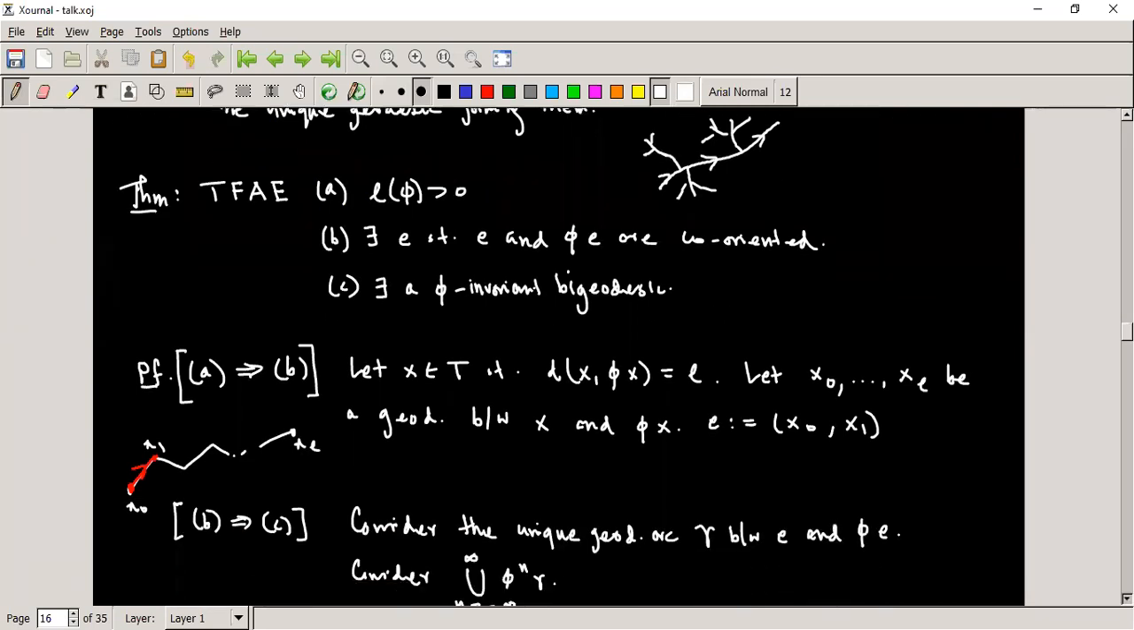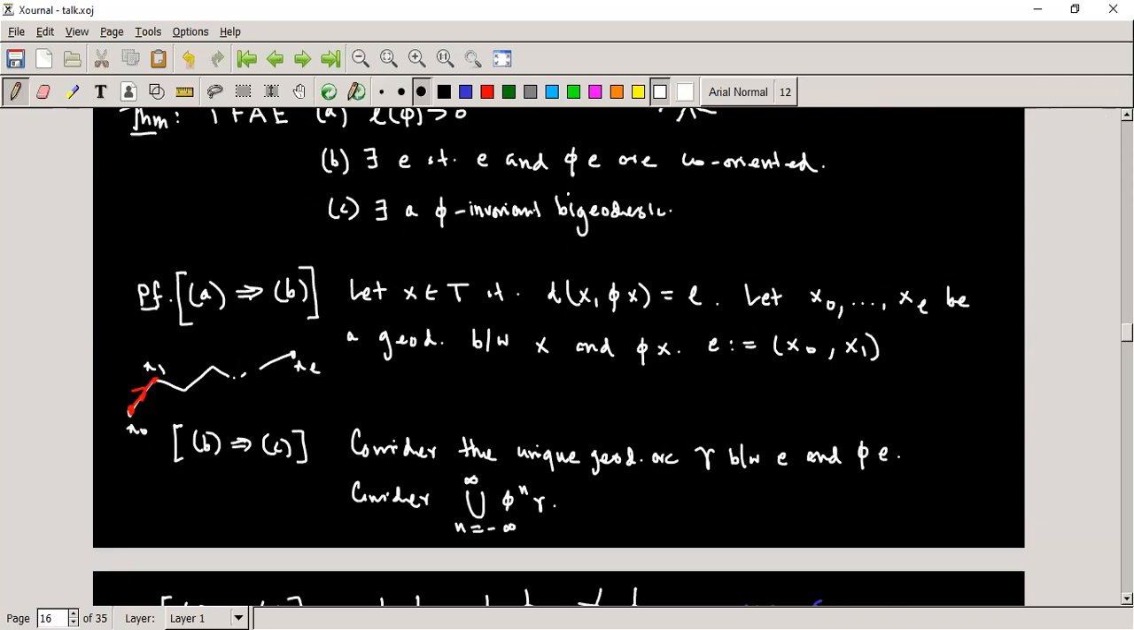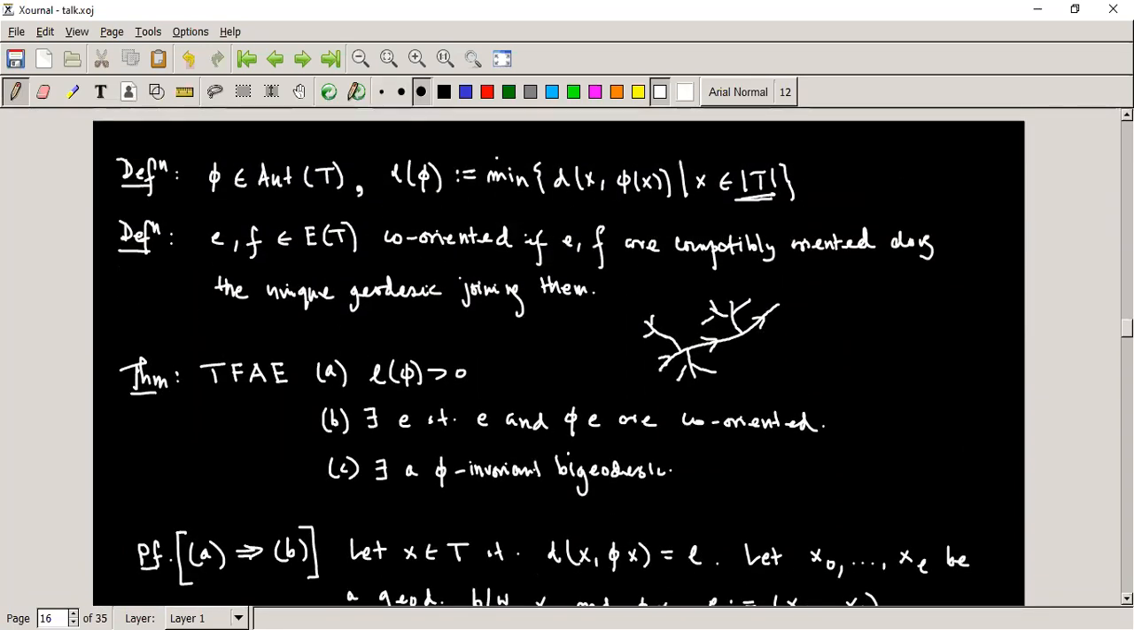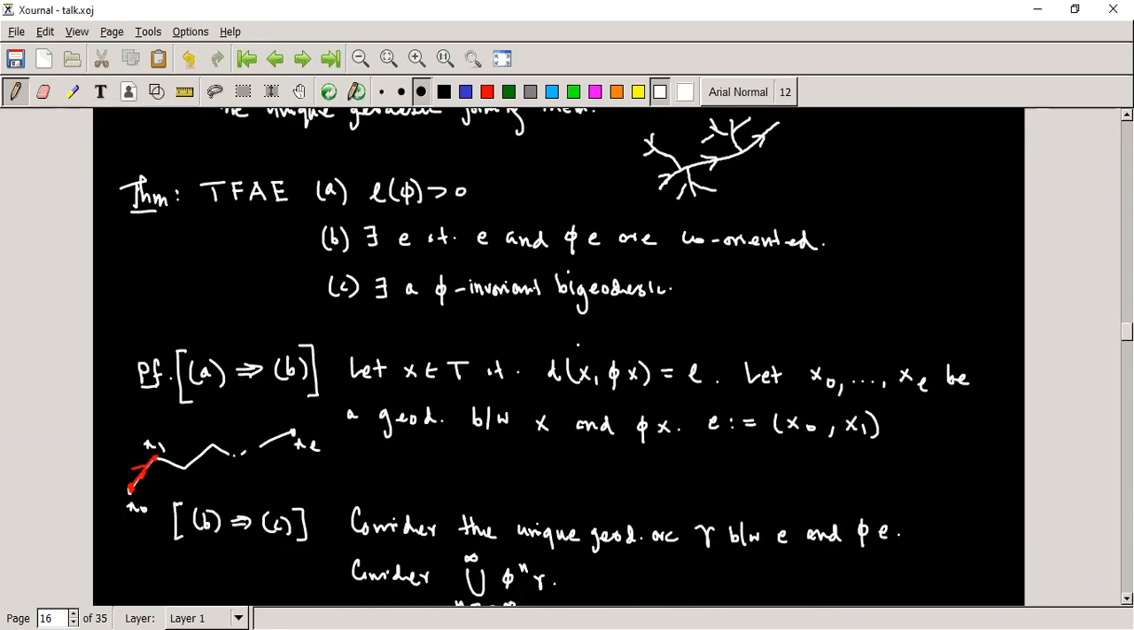So let's prove this. It's not hard. A implies B. So suppose L phi is greater than zero, then there exists some x such that d(x, phi x) is equal to L phi, because the minimum is realized. You can easily convince yourself that the minimum has to be realized. So this minimum is realized and is positive. Let x0 to xl be a geodesic joining x and phi x. Since phi x is different from x, there's a positive distance. There is a unique geodesic joining x and phi x, right? Which is not the constant geodesic. So this is x, and this is phi x.